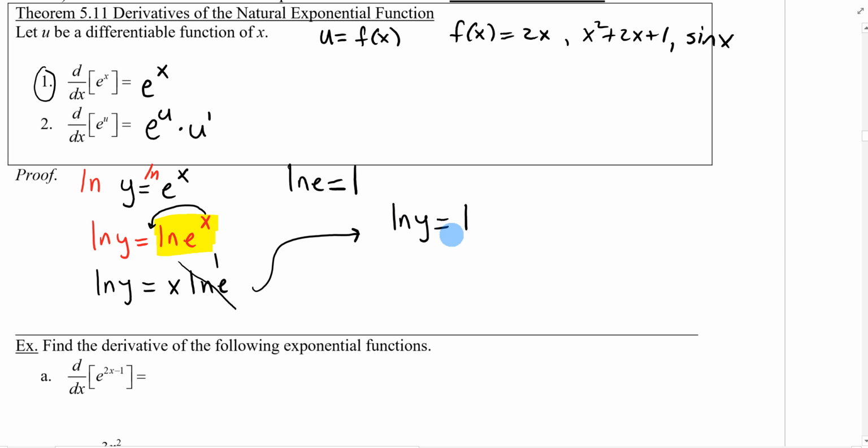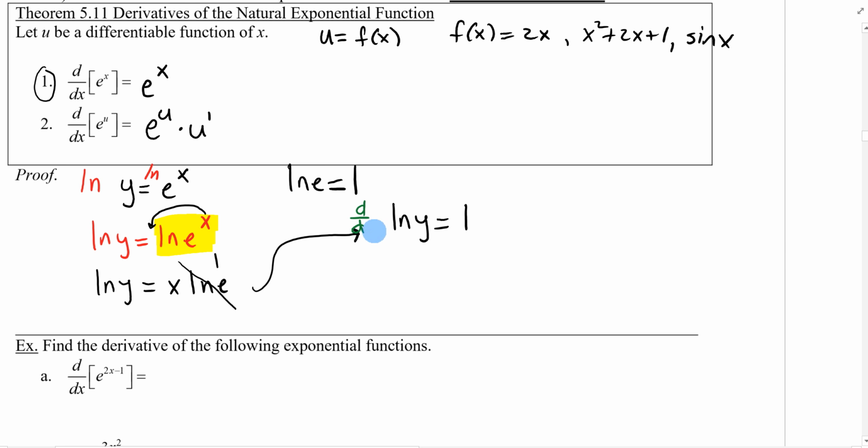Now let's differentiate this, assuming that you don't know what the derivative of e to the x is, but you do know the derivative of natural log. Let's differentiate both sides with respect to x. Well, that's a mistake right there. I'm sorry, that's supposed to be an x.